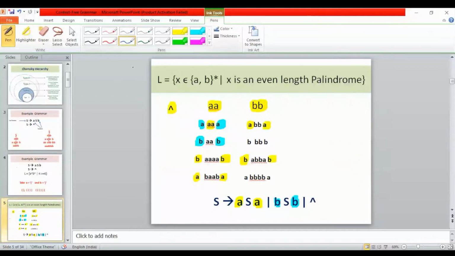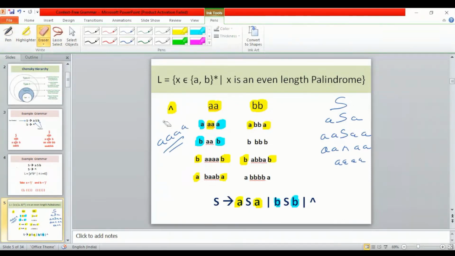So if we start with another example, let us take AAAA. From the starting symbol S, we'll replace with A S A. Again, we want another set of A's, so I will replace S with A S A. Finally, we'll put null. So we get AAAA. You can see here that we are able to derive any string using this grammar, which is very simple.